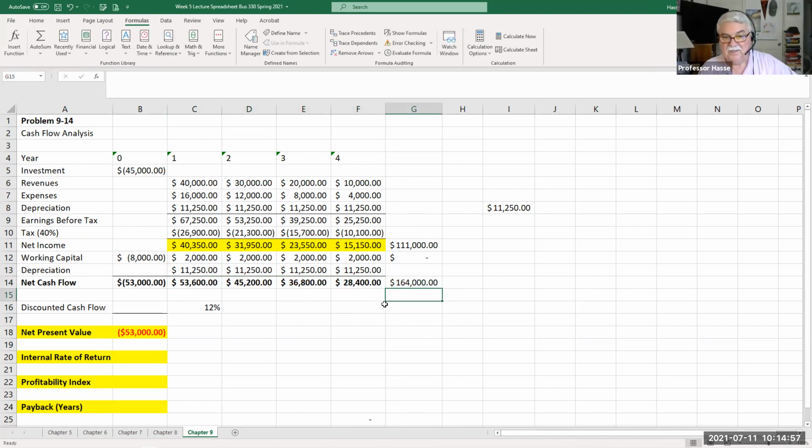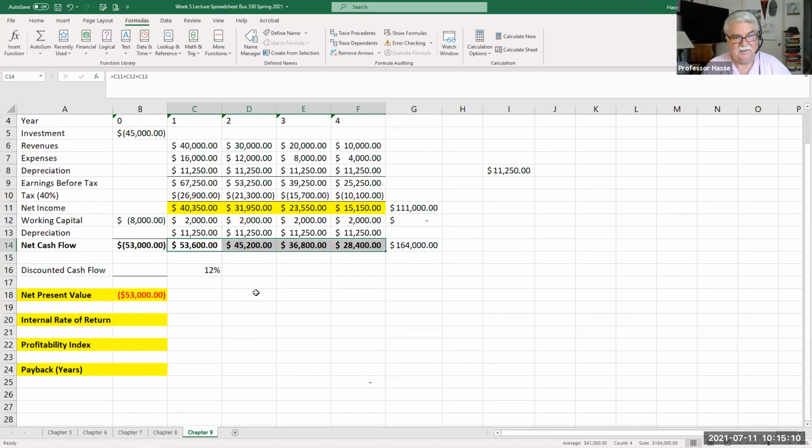Wow, that's even looking better. So we're spending $53,000 and we're getting back $164,000. That's pretty good. Well, what is that in our return calculations? They give us our cost of capital in this problem. Remember in the last problem we did in chapter 8, it was 11%. Now it's 12%.